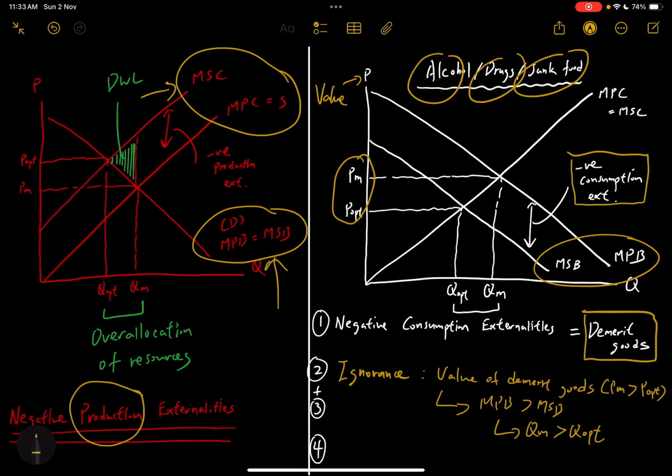But at the end, we still want to find out what's so bad about the society now, when people ignore the bad consequences when they consume demerit goods. So obviously, just like the usual cases that we would do, we would try to find out the dead weight loss. But do we see the dead weight loss?